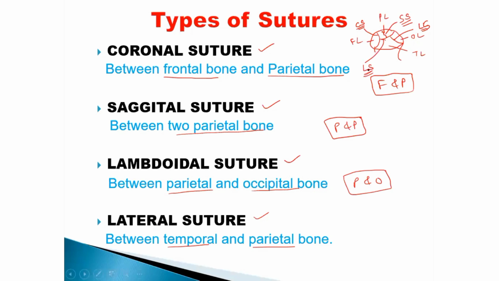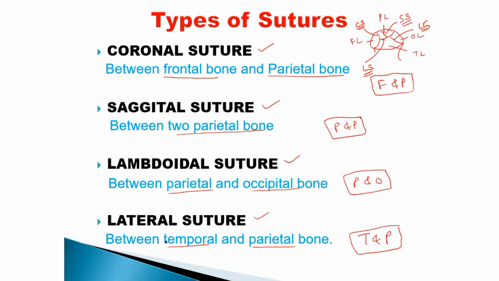So remember, we have the coronal suture between the frontal bone and the parietal bone. Sagittal suture is between the two parietal bones. Lambdoidal suture is between the parietal and the occipital bone. Lateral suture is between the temporal and the parietal bone. So these are the different sutures that you normally see in the skull.